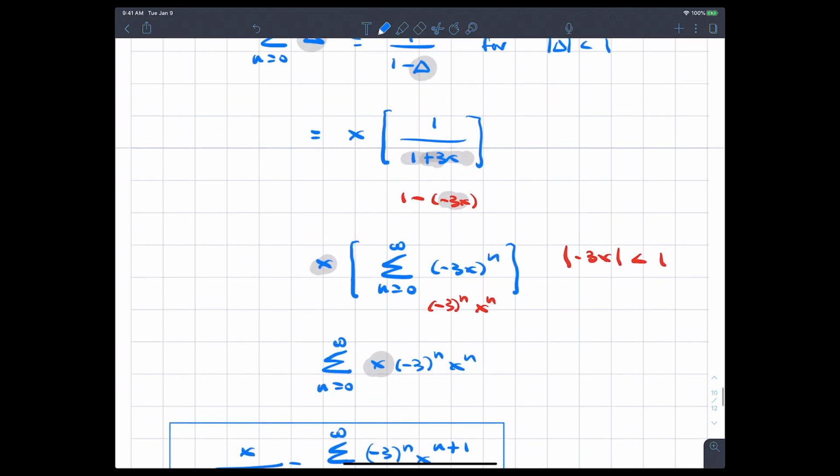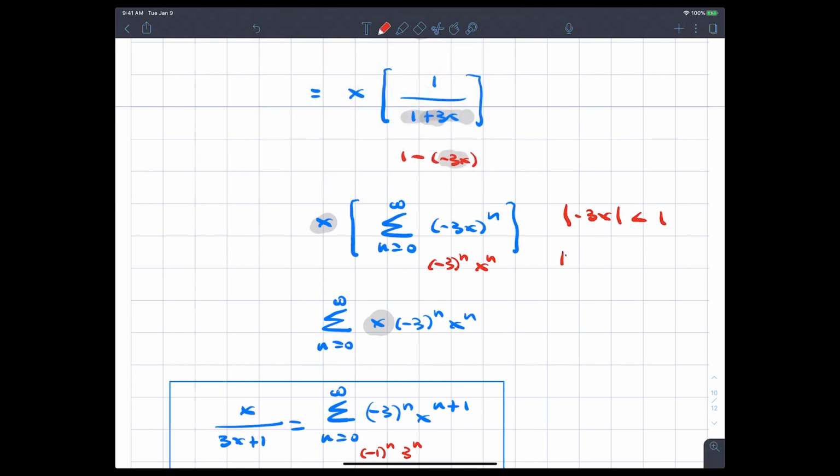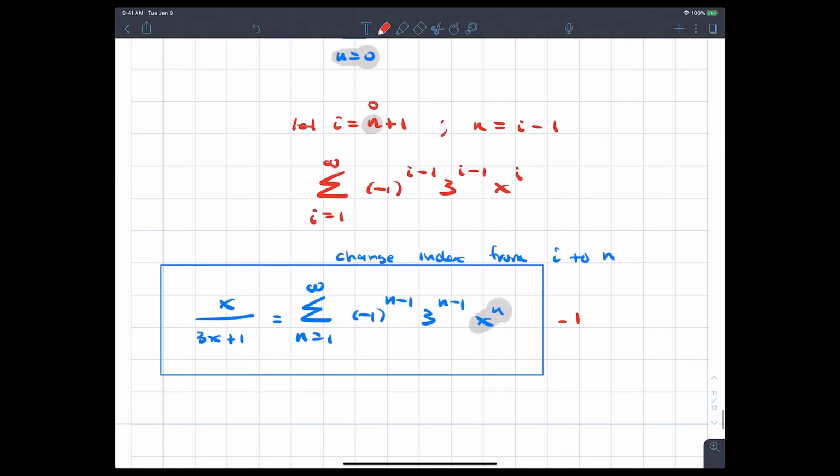But let's also give you the last thing. Remember the interval of convergence here. Just use properties of absolute value. That's 3 times the absolute value of x less than 1, or the absolute value of x is less than 1/3. So this is good for negative 1/3 less than x less than positive 1/3. That's your interval of convergence.